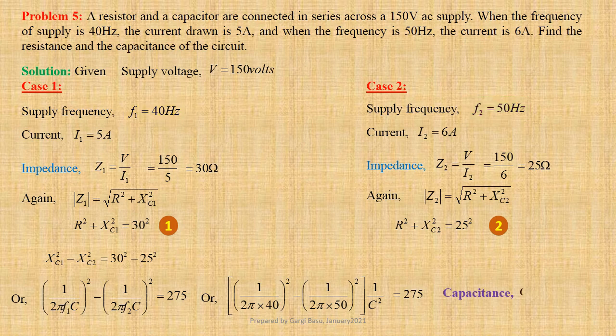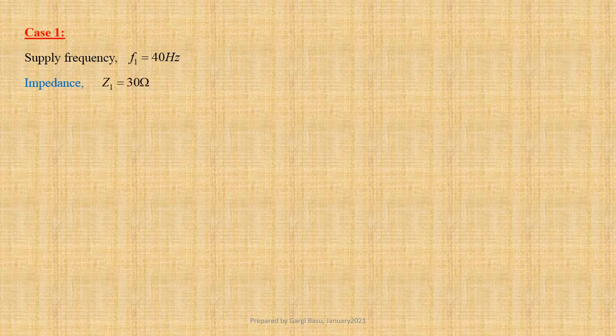Capacitance C equals 1.4396 into 10 to the power minus 4 farad, that is equal to 143.96 microfarad. During the first case, supply frequency was F1 equals 40 Hz. We have found impedance Z1 equals 30 ohm. Capacitance C equals 143.96 microfarad. Let us determine capacitive reactance.